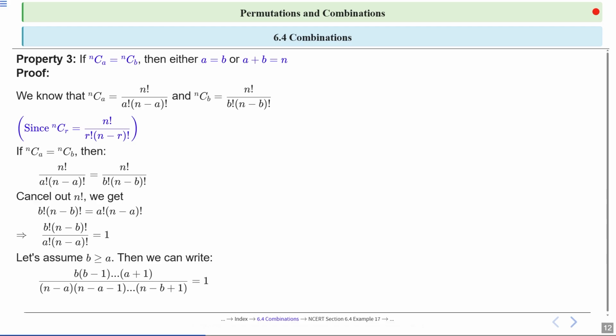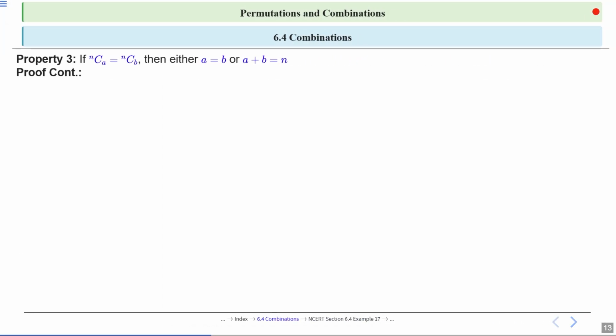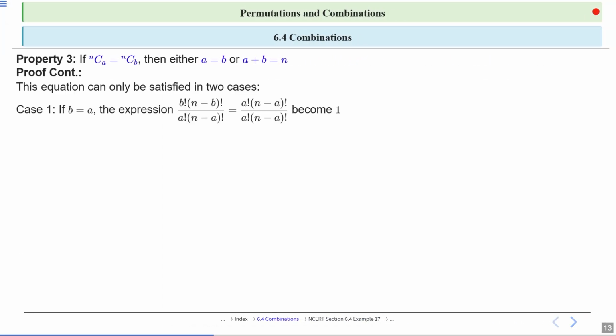So now let's assume b is greater than or equal to a. Then we can write b times (b minus 1) times dot dot dot (a plus 1) upon (n minus a) times (n minus a minus 1) times dot dot dot (n minus b plus 1) equal to 1. So this equation can only be satisfied in 2 ways.